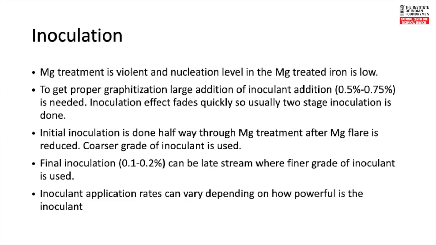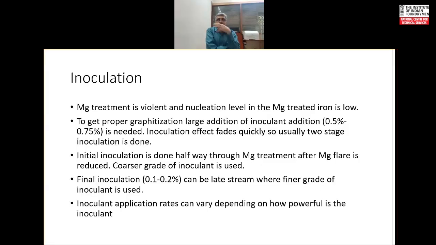Initial inoculation is done halfway through the magnesium treatment, or sometimes you may put it earlier in your treatment vessel before the tapping happens. But otherwise, after the magnesium flare is reduced, you can add it. A coarser grade of inoculant is used. And final inoculation, 0.1 to 0.2%, can be done in the late stream or it can be done as in-mold inoculation. The inoculation application rates, of course, will vary depending on how powerful the inoculant is and where it is placed.